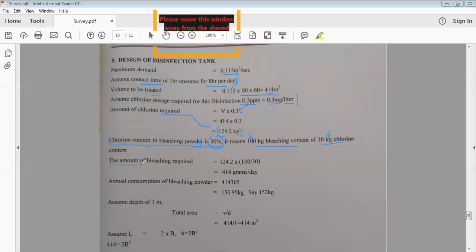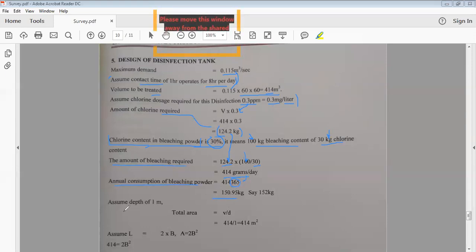So now the total amount of bleaching powder required is, we divide this actually by 30 kg. Even if we take 100 kg, only 30% chlorine is there. So this is our chlorine required, and this is the bag we purchased. So 30% we divide this. So this is the amount we got per day. So this into 365 if you do, you get annual consumption of bleaching powder, this much.